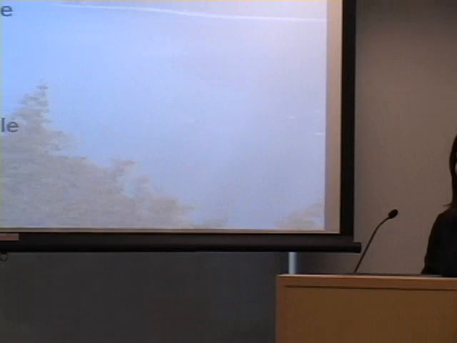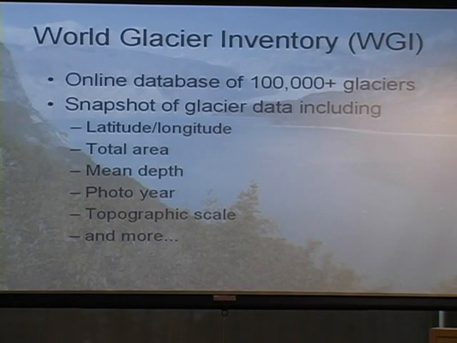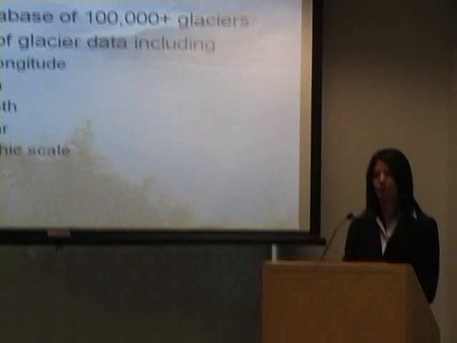I just talked about the Glacier Photograph Collection, but the second data set I'm going to talk about is our World Glacier Inventory data set. While the glacier photos are actually photographs, this is more raw data and statistics about glaciers. This collection has over 100,000 glaciers, and it's a snapshot in time. So we have information such as the latitude and longitude of the glacier, the total area, the mean depth, and so on.